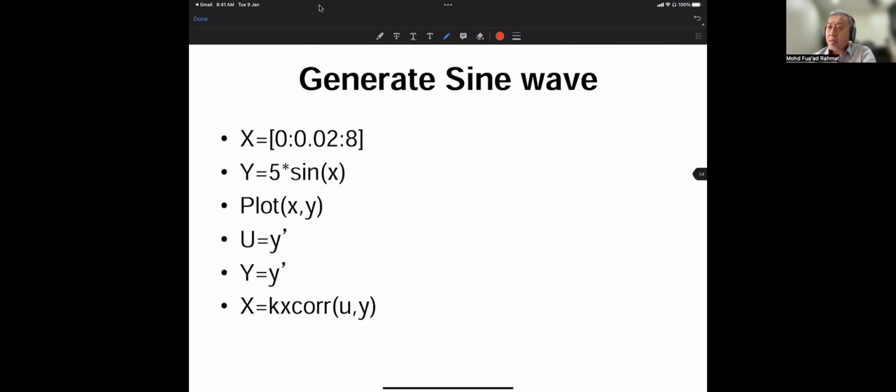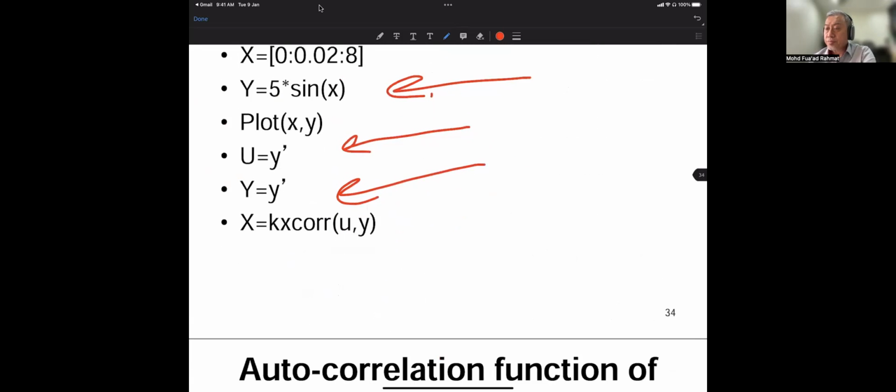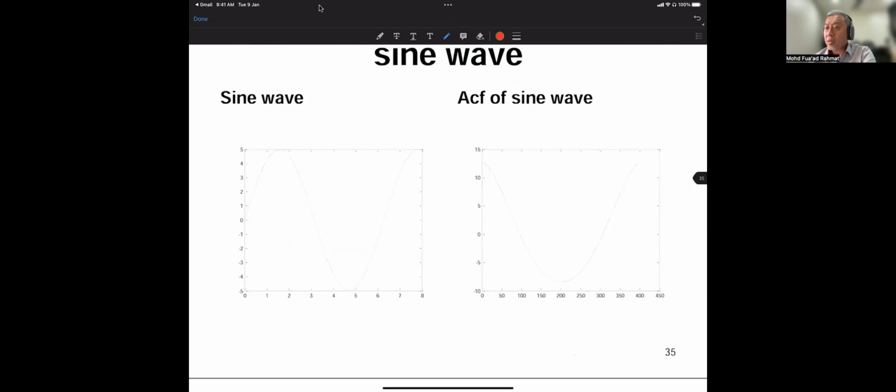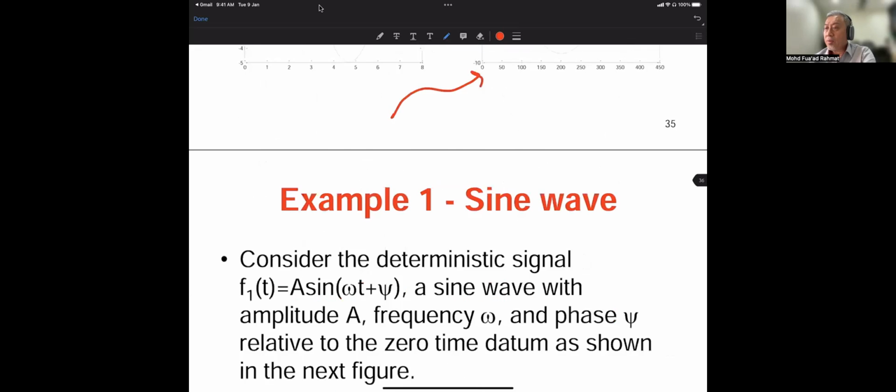Let's say we change from a random signal to a sine wave. Phi multiplied by sine x, so find the u, find the y, then the autocorrelation of u and y. So we get a sine wave over here, then the autocorrelation is shown here. It looks like a cosine, but it's not cosine, okay.